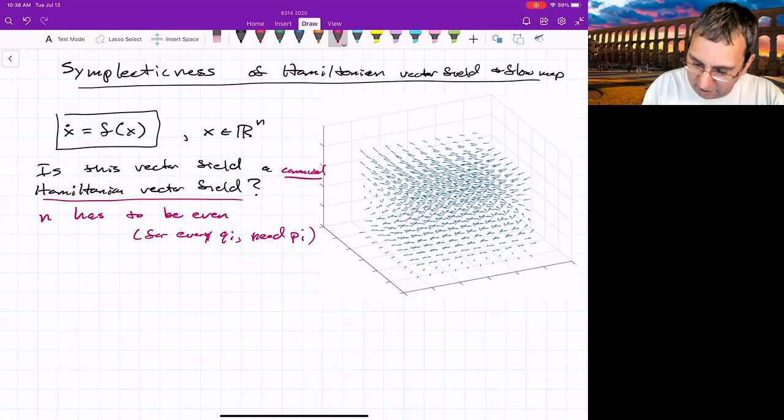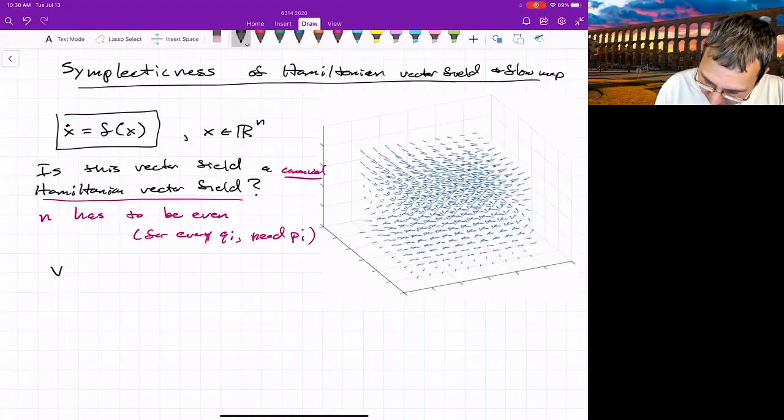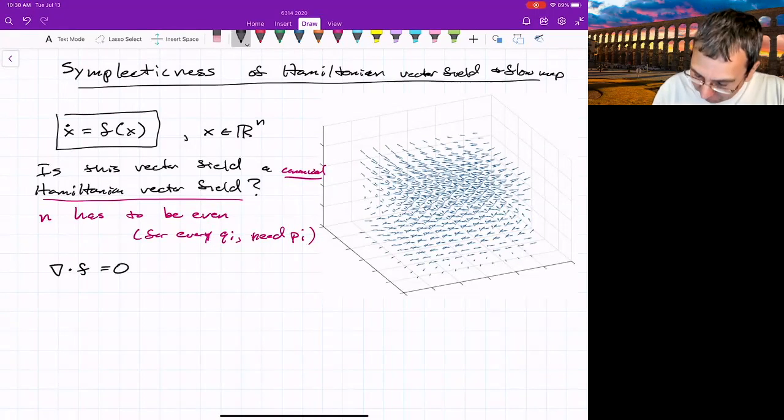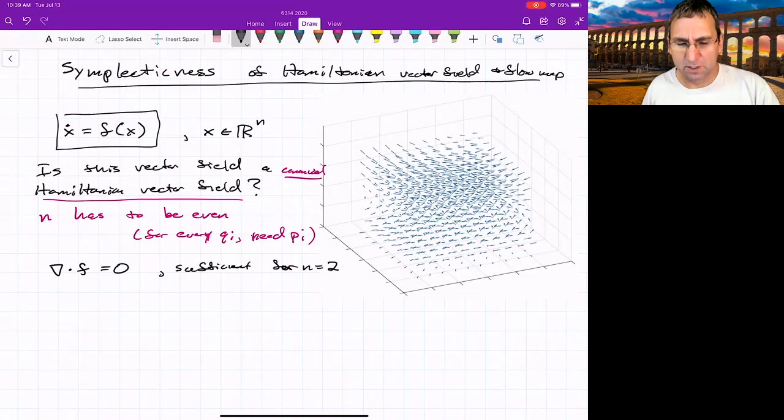Incompressibility of N volumes: if you calculate the divergence and it equals zero, that's actually sufficient for N equals two. I think if you have that, then you could always construct a stream function or Hamiltonian that will work. But this won't work for N greater than or equal to four.